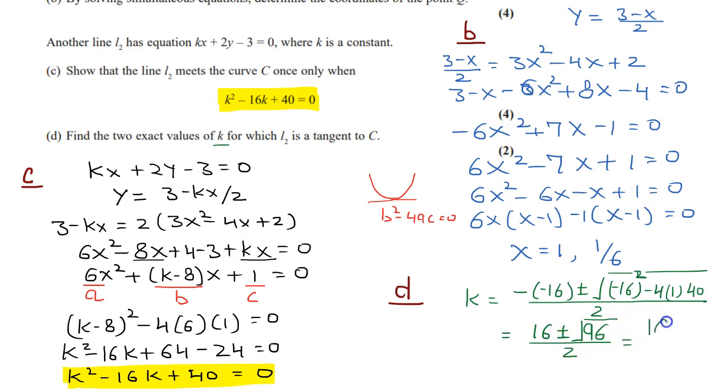This can be written as 16 plus minus 2 root 24, over 2, that is 8 plus minus root 24. So these are the exact two values, 8 plus root 24 and 8 minus root 24.